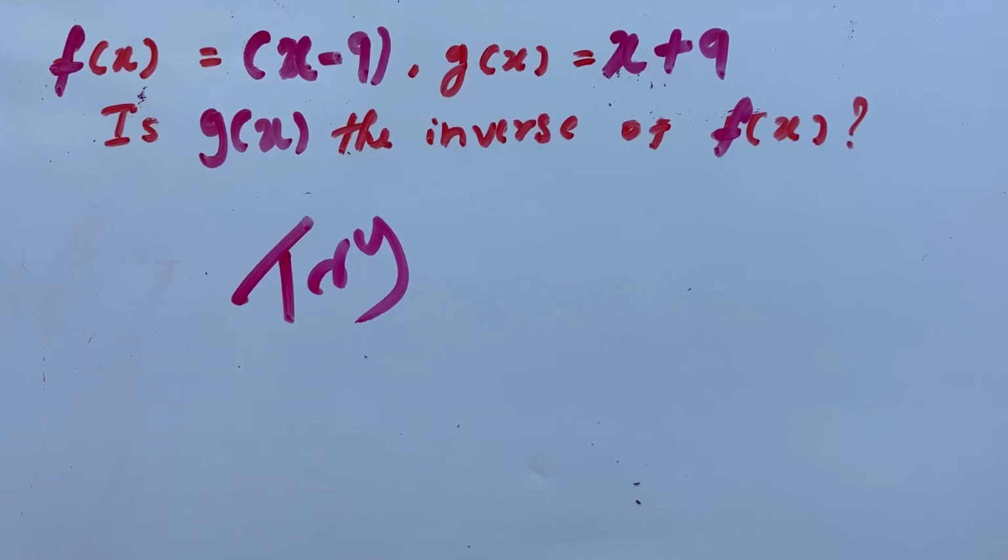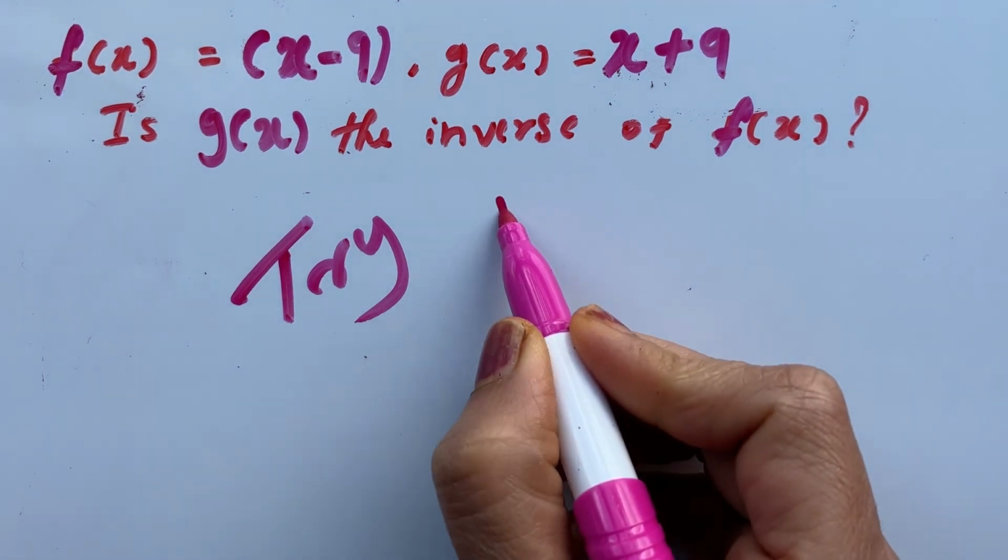You can try this problem. F of x is equal to x minus 9, g of x is equal to x plus 9. Is g of x the inverse of f of x? Yes or no?